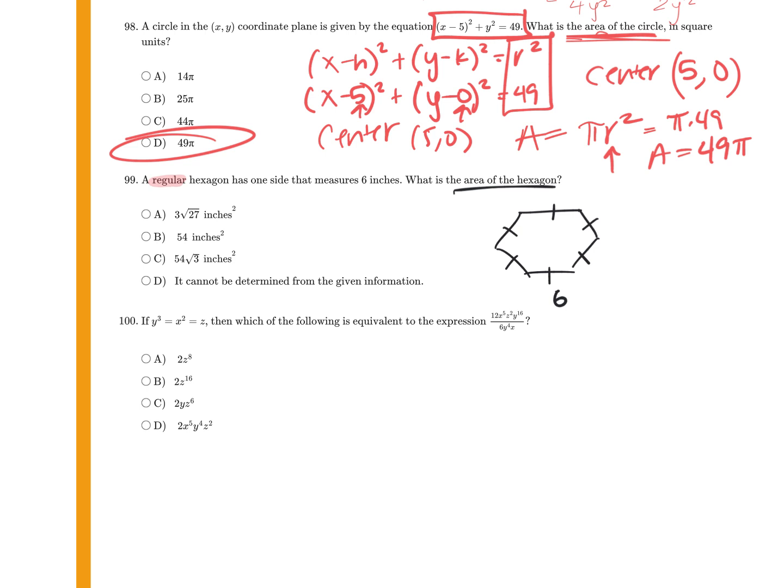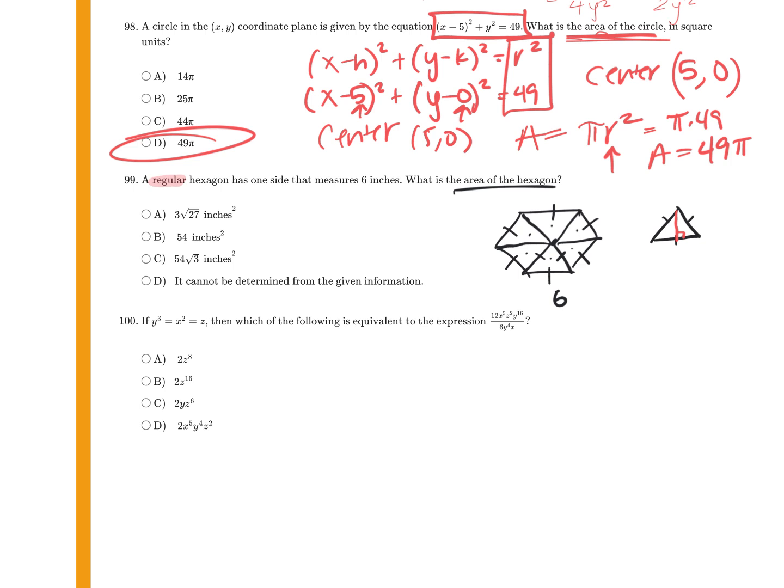Okay, so if we look at this, if we put a point in the center and split it, we make 1, 2, 3, 4, 5, 6 triangles. The triangles inside are equilateral triangles since it's a regular hexagon. So let's look at this equilateral triangle and split it down the middle. It makes a right triangle.